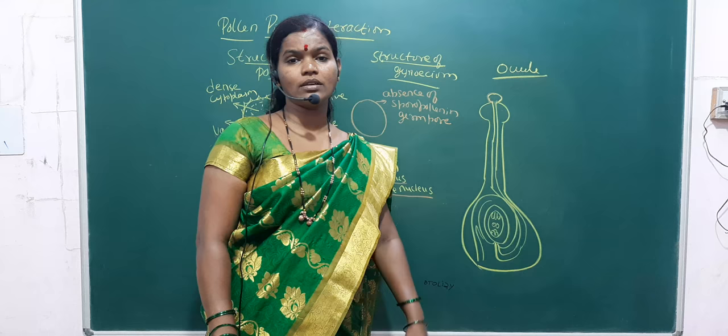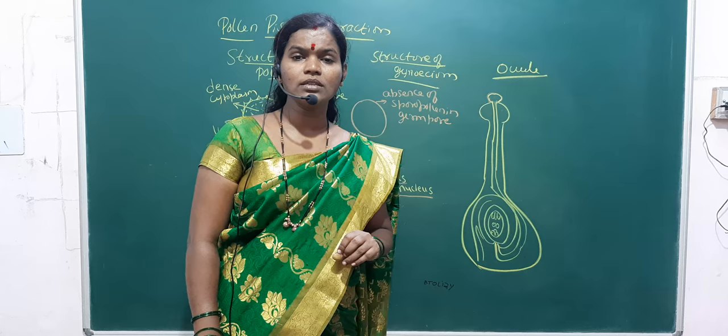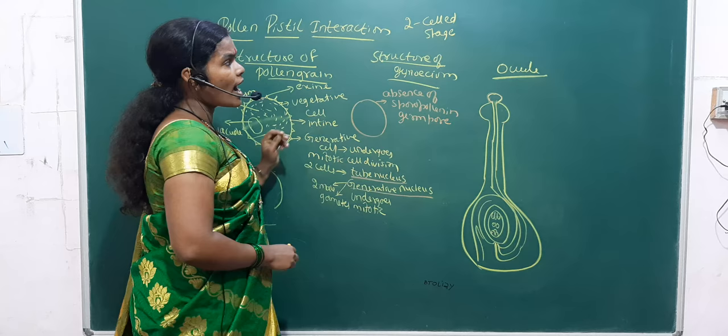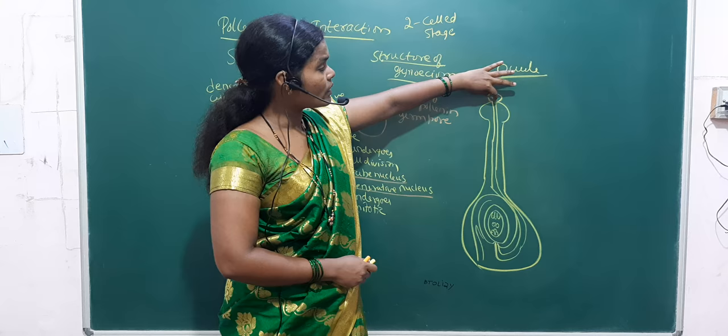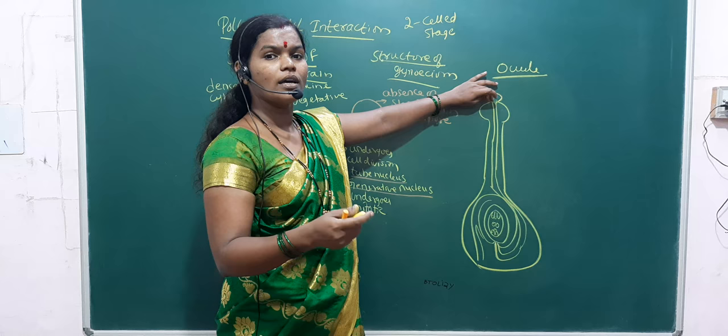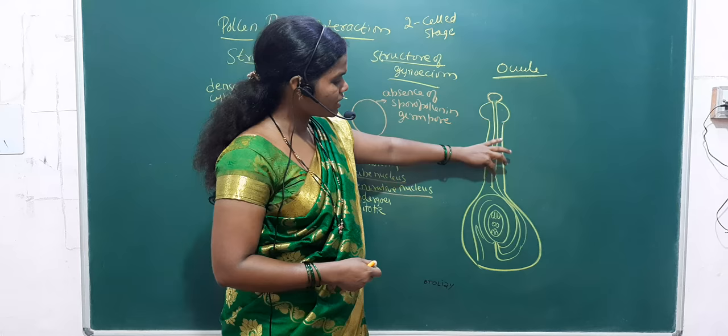In some of the species, in some of the plant bodies, the pollen grains are shed at the two-celled stage only. As the pollen grains sit on the stigma, at that time the generative cell starts dividing, and as the tube nucleus and the generative nucleus are produced, the tube nucleus starts traveling and the generative nucleus produces two male gametes.